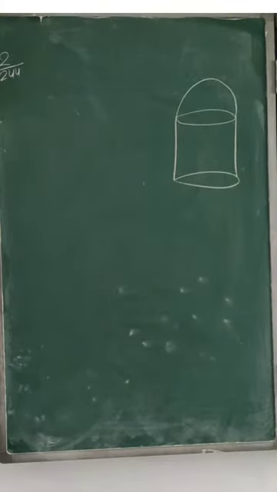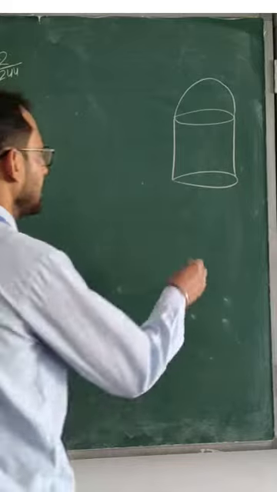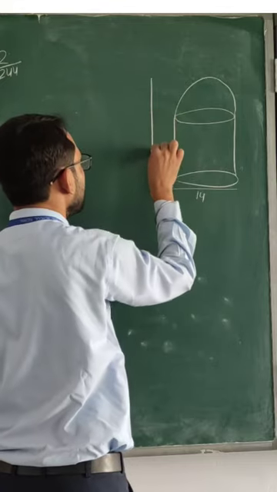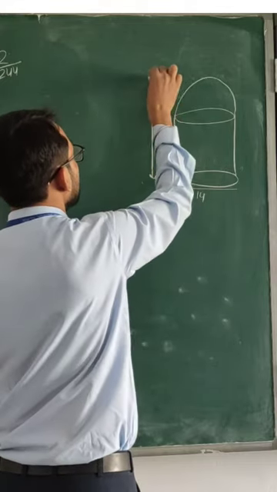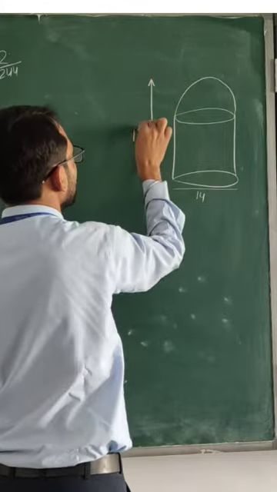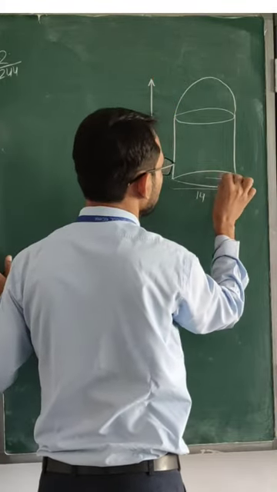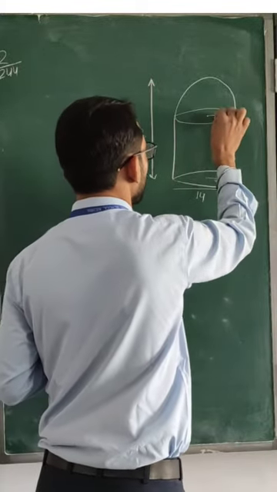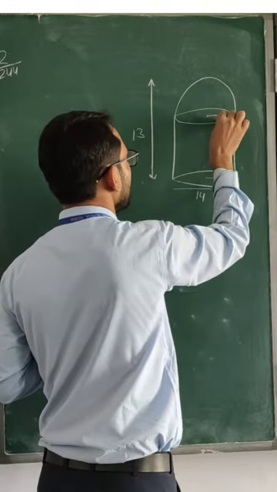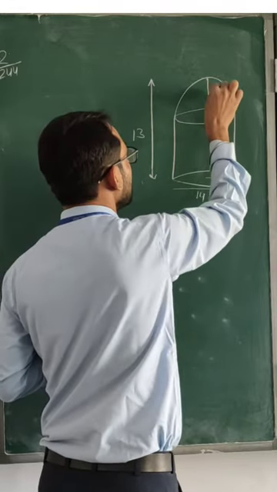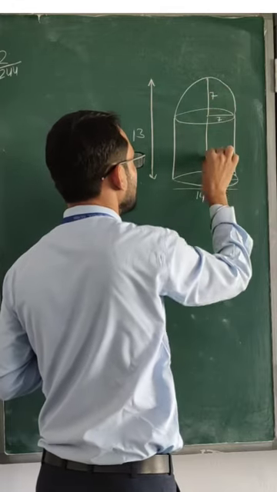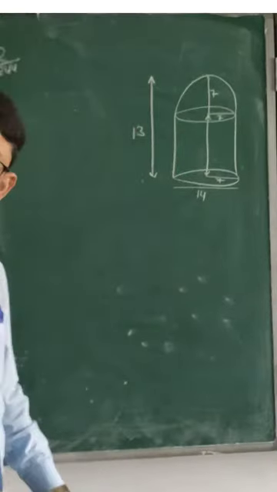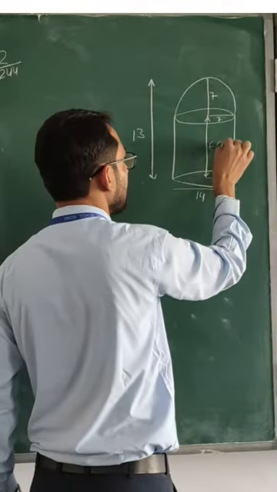Its diameter is 14 and total height of the vessel is 13. Keep in mind the radius will be 7. It means the radius of this hemisphere will also be 7, and this will also be 7. So the height of the cylinder will be 13 minus 7, which is 6 centimeter.